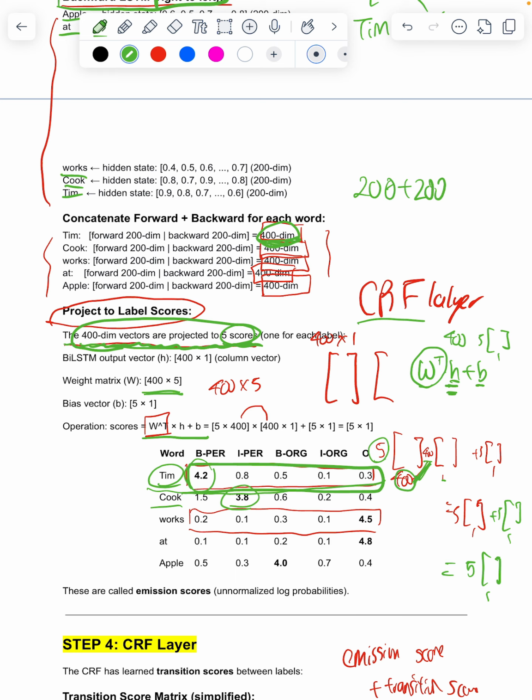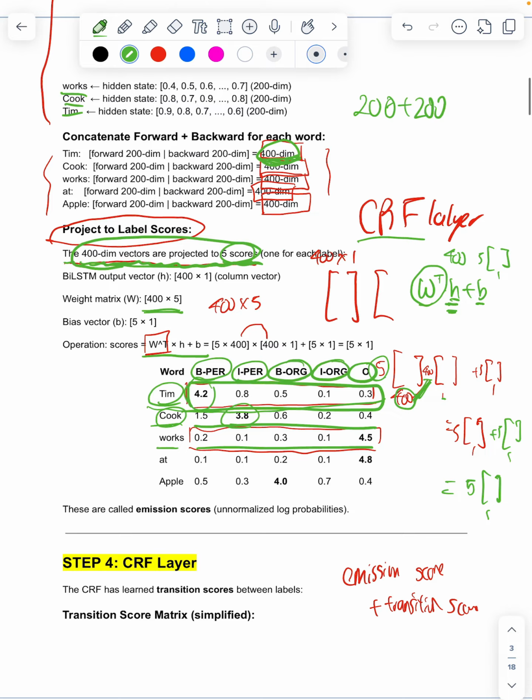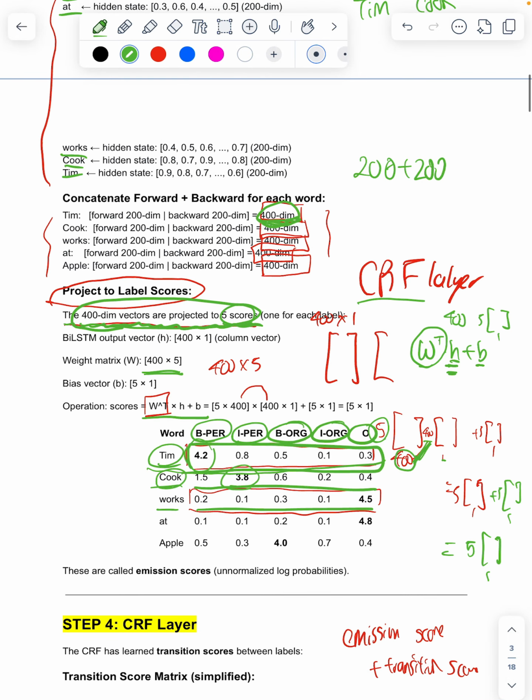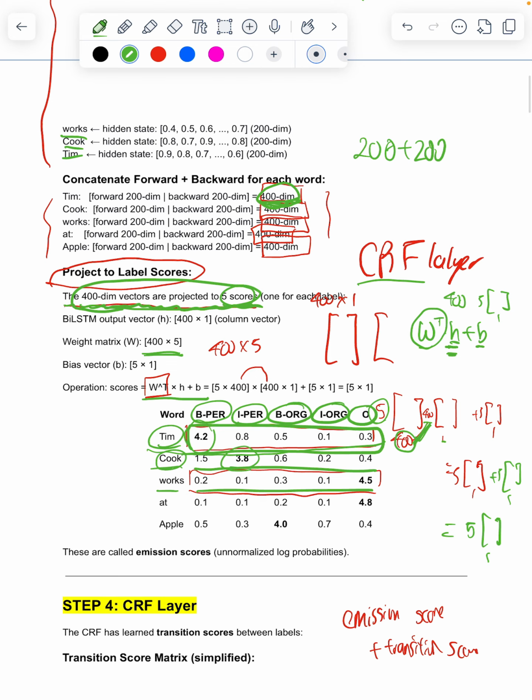So we have five values for each word. Cook would have 5, Works would have 5, and the labels would be based on this. I think for this paper there are 17 labels, but I have to double check. But at a high level this is what it's saying. So what does this mean? These are the emission scores.